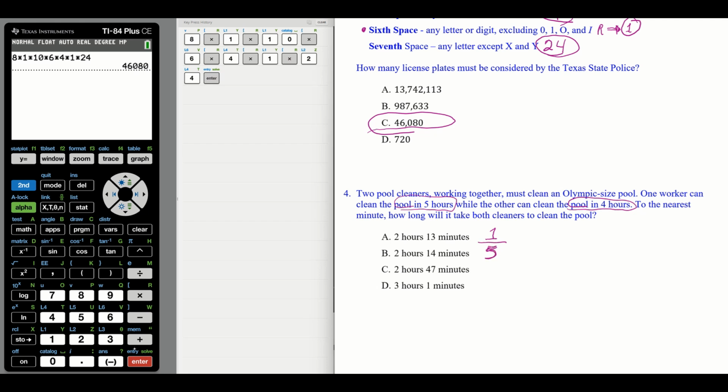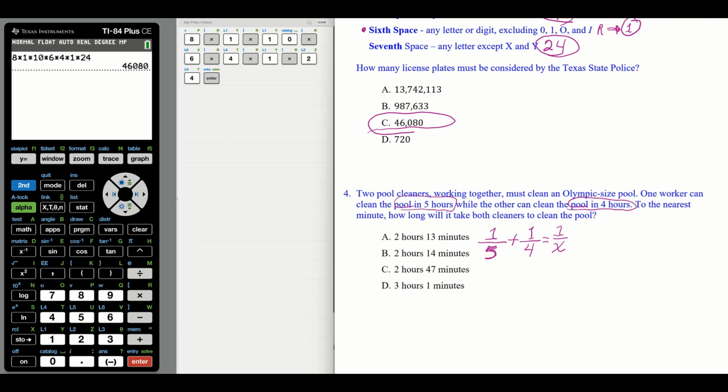But they have to work together, right? So you have to add his work to the next guy. And the next guy can achieve one job in 4 hours. And what does that equal? One job completed in, we don't know how long, x.